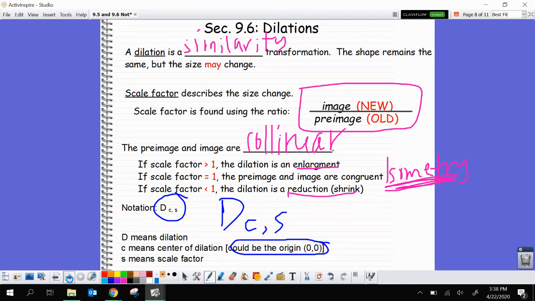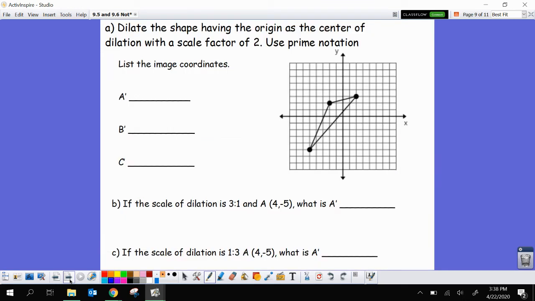So we'll see that dilation here. Dilate the shape having the origin as the center of dilation with a scale factor of 2. If it says the origin as the center of dilation, hardly even think about it. It is not a big deal. Don't let it confuse you. I'll show you what that means here in a minute. So scale factor of 2 and use prime notation. And so I will show y'all what I do because I don't want to screw this up.